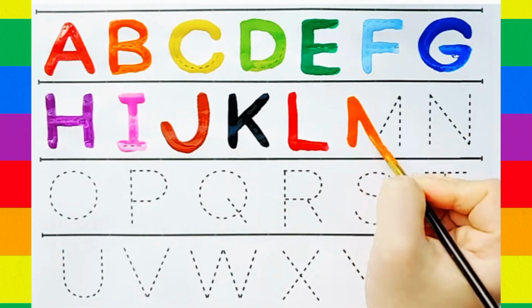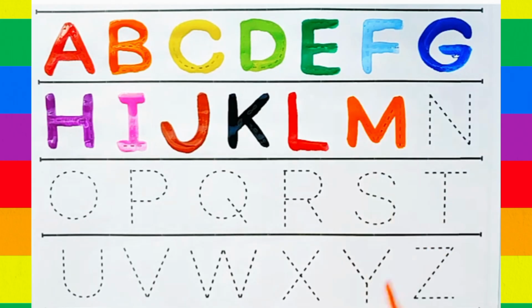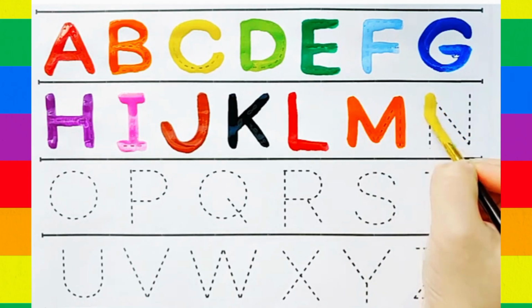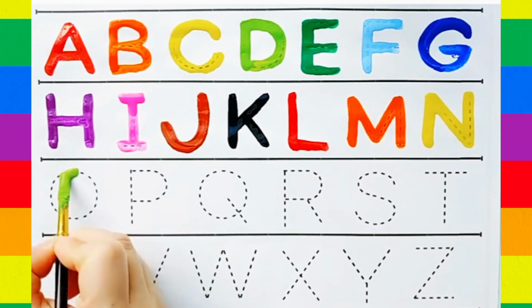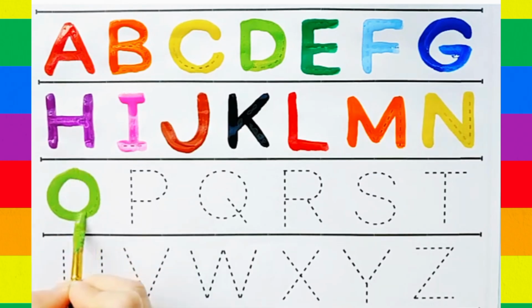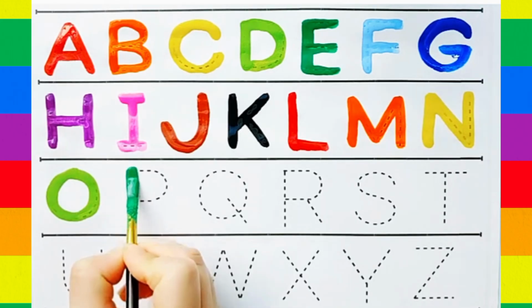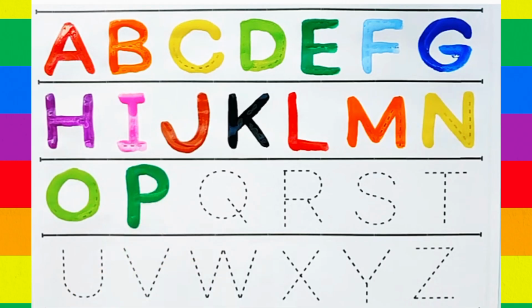M for mango, M for monkey. N for nest, N for nurse. O for orange, O for octopus. P for parrot, P for peanut.